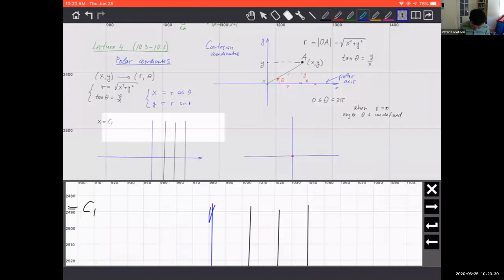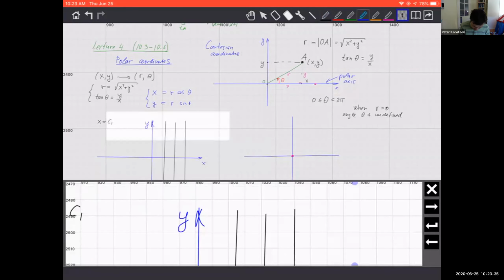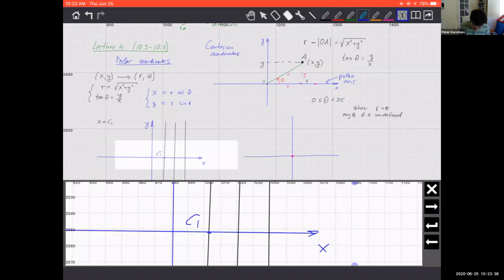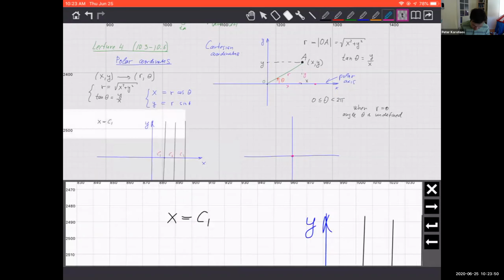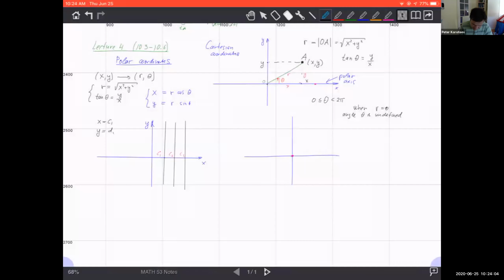So these are x and y. Let's see what happens here. This is C1. Switch the color. C1, C2, C3. These are lines of constant value, x equals Ci. Now, if you say y is equal to another constant, di, those will be lines that are parallel to the x-axis. Right, so it would look like this.